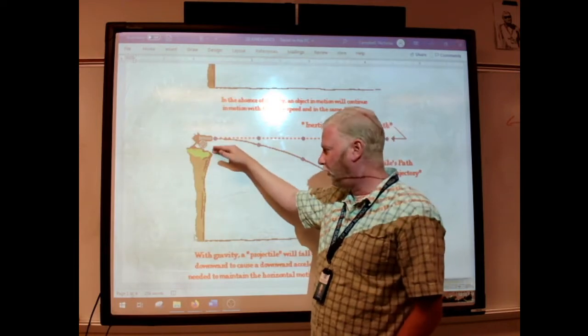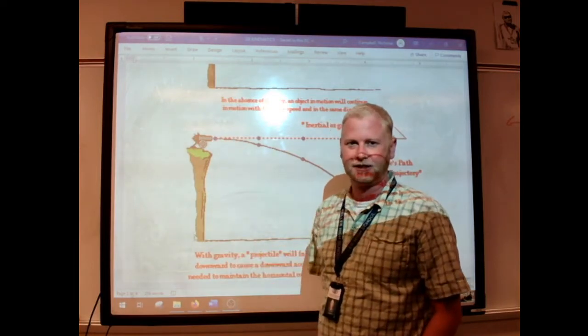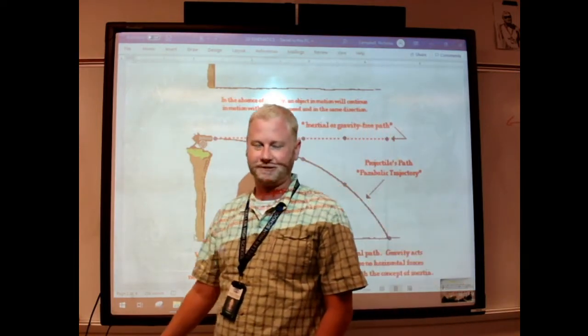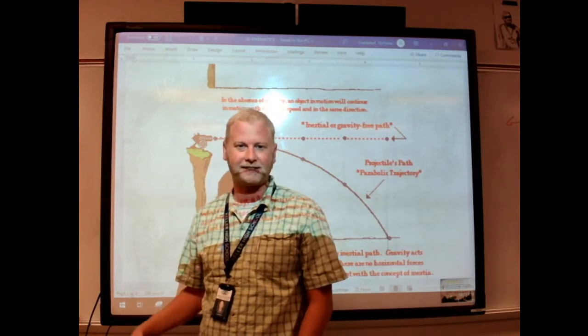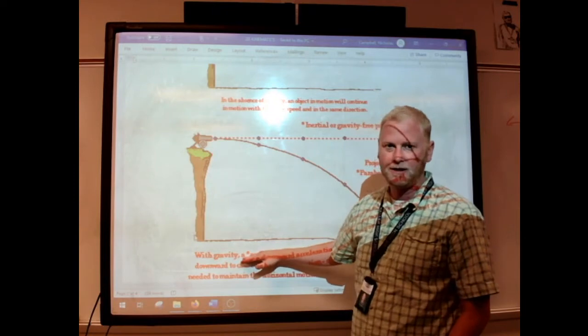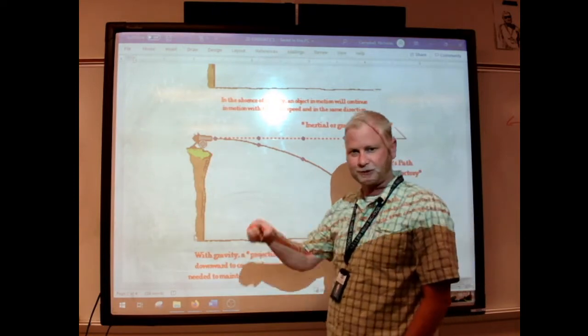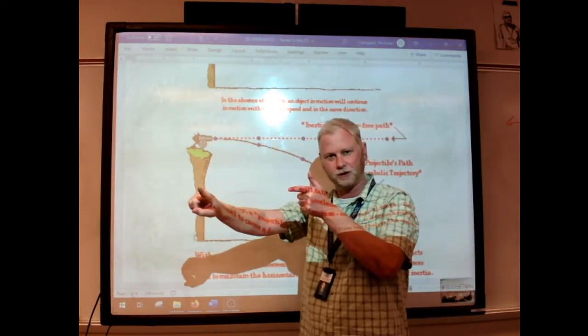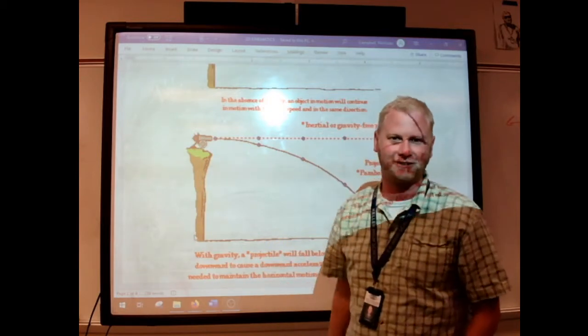Do they fall the same distance? Yes. Do they have the same vertical rate of acceleration? Yes, 9.8 meters per second squared. So in the vertical, there is no difference between dropping it and firing it horizontally. They'll both hit the ground at the same time.